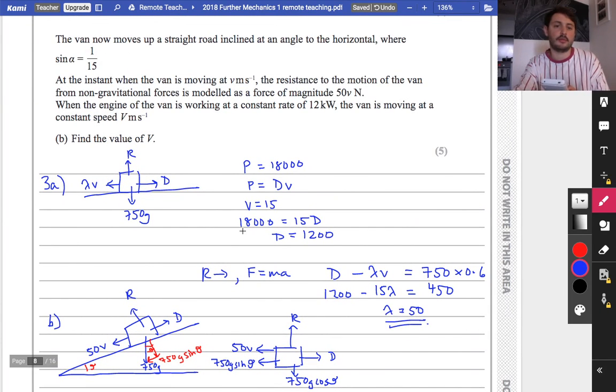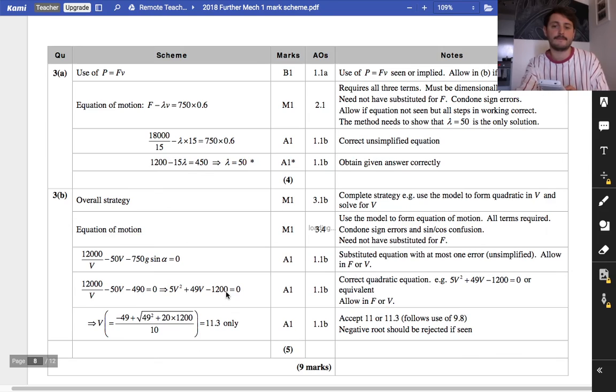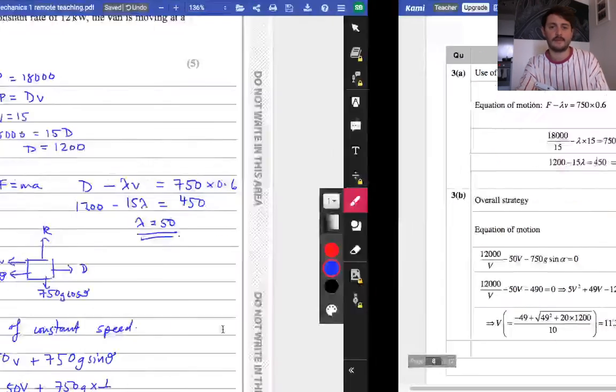Does that seem sensible? Yeah, it was moving at 15 meters per second, so it seems reasonable. Let's have a look at the mark scheme. So we got that one. We knew that we'd got that correct. They've used F instead of D, whatever you want to do. And you come up with 11.3. They've got the quadratic formula, but you can just use a calculator. Okay.